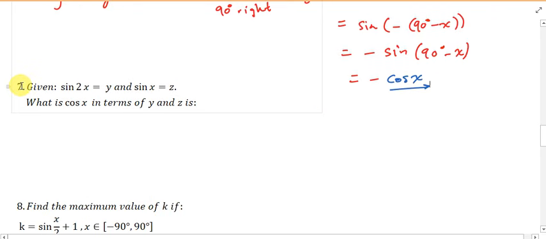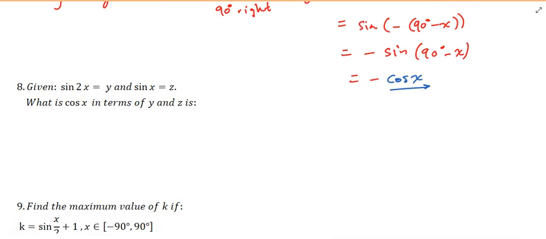Okay, I've got two questions here, so here's question 8. Right, let us look at question 8. Given sine 2x is equal to y, and sine x is equal to z, what is cos x in terms of y and z?